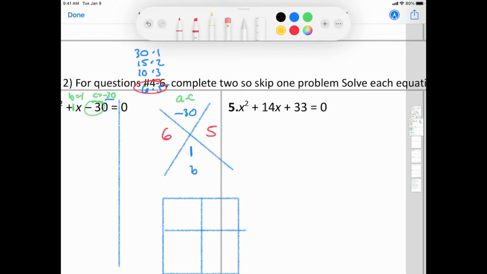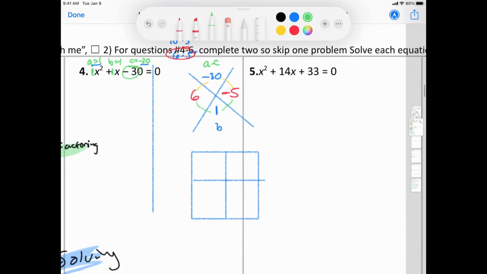How does that work? Well, 6 times 5, one of those has to be negative, and I believe it's going to be this one. Now, why did I choose negative 5? Because 6 times negative 5 is negative 30. Well, 6 plus negative 5, or 6 minus 5, is a positive 1. All right, let's go ahead and fill this out. So this one will always go in the top left. The 1x is split between these, so 6x and negative 5x. And then the negative 30, the C value, will always go in the bottom right.